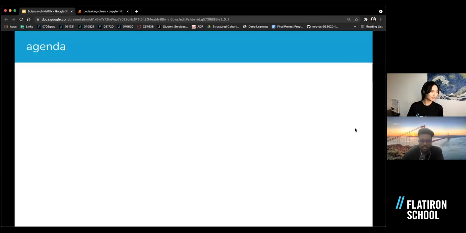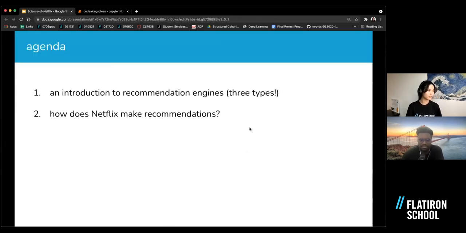I've broken this down into a couple sections. First of all, we're going to do a very overall conceptual introduction to recommendation engines, and we're going to talk about 3 main types. Then we're going to go into more specifically how Netflix makes recommendations, or I should say how, through my research, I suspect Netflix makes their recommendations. Their algorithms are not publicly available. I also do not work for Netflix.